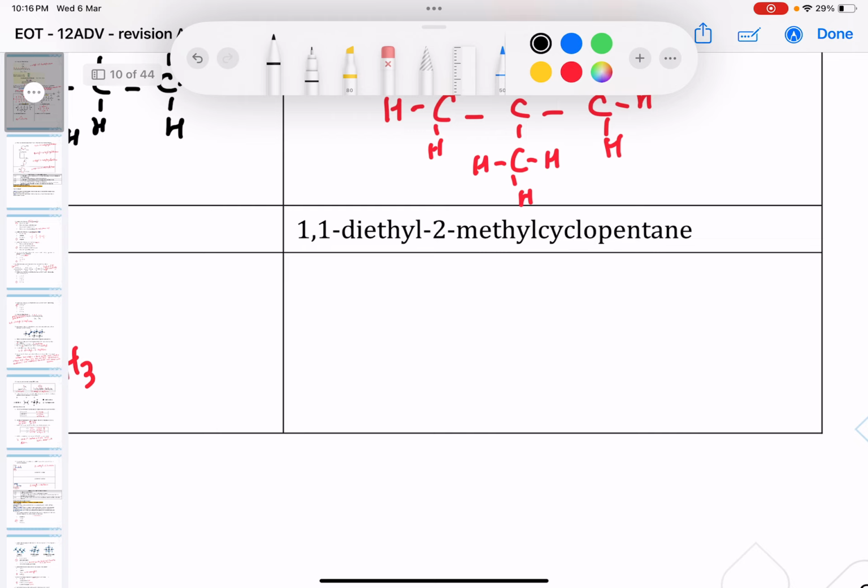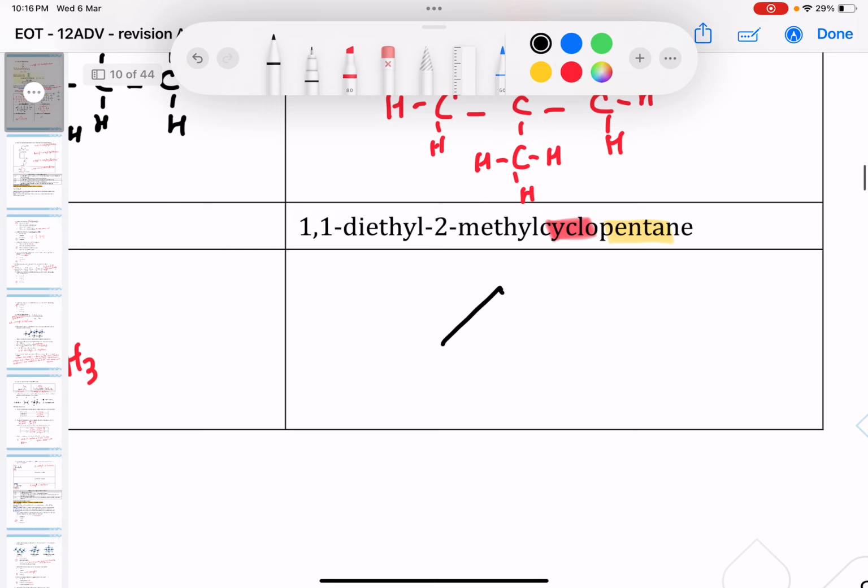Another example with the hydrocarbons, alkane. Here I have another pentane, but it's a cyclic pentane. A cyclic means you need to draw a closed ring. A ring of 5. Now, this is the cyclopentane. This cyclopentane, on the second carbon, you have a methyl group, and on the first carbon, you have 2 ethyl groups. Now, the second carbon and the first carbon could be anywhere.